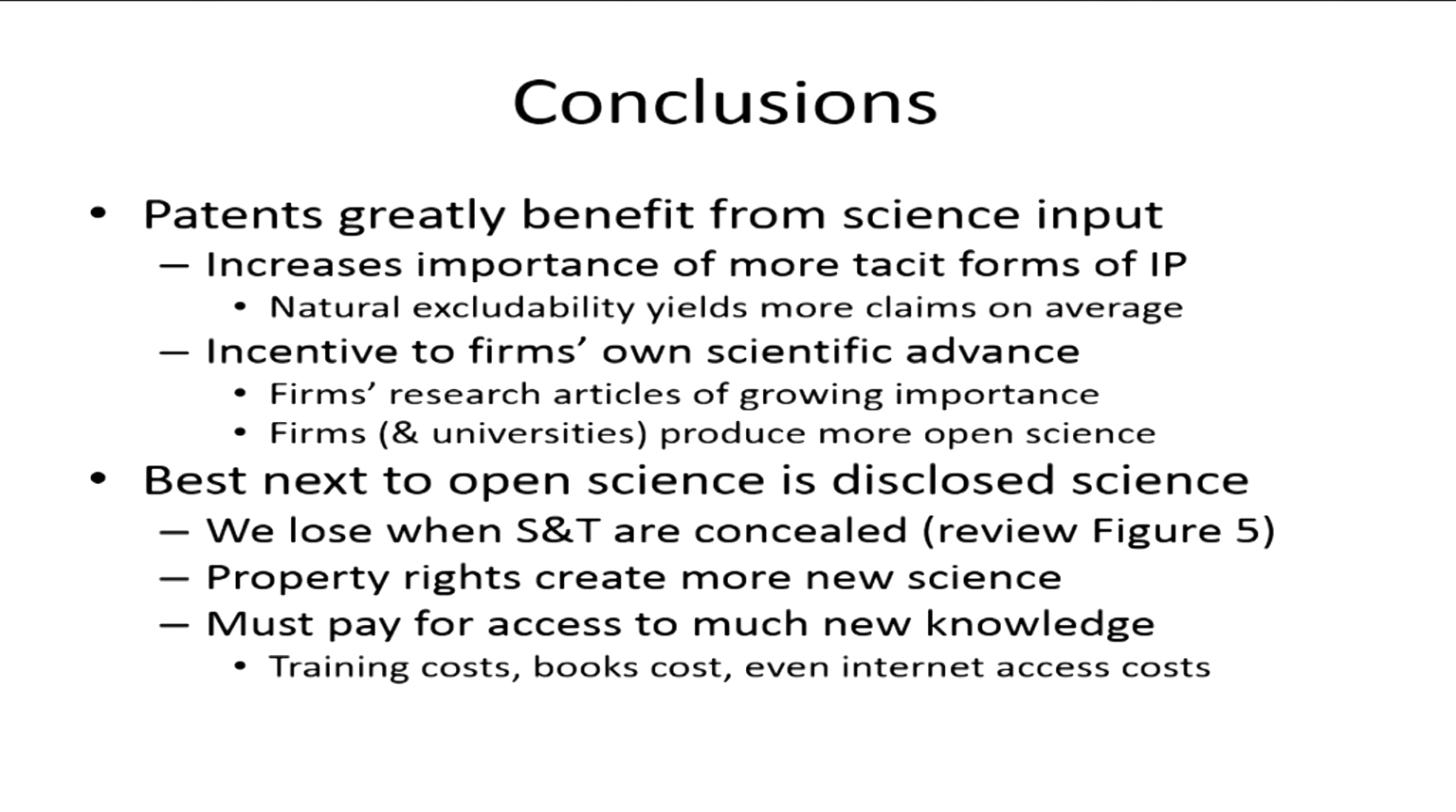Next to open science, the best thing is disclosed science. Sociologists especially, and that's my first discipline, with economics being my second, know that often academics look askance at the idea of patents, and in the social sciences that's especially true. But here we see that it's another form of open science, and the two actually benefit from working together, so that articles are more highly cited when they're written with firms, typically.